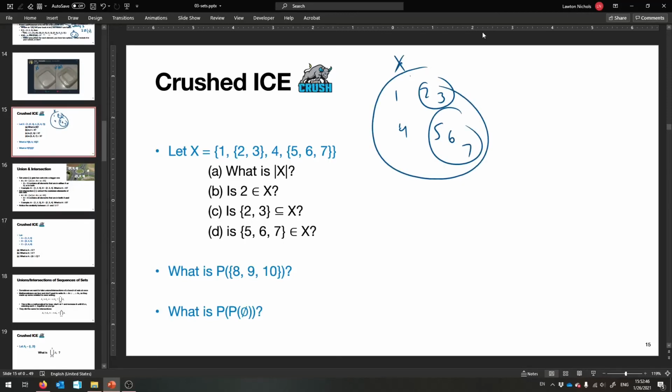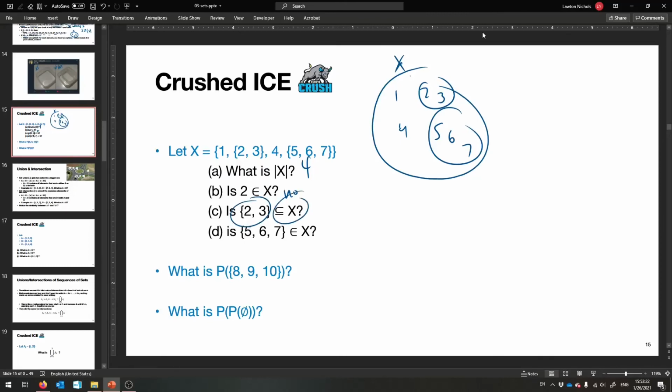So what is the cardinality of X? So remember, that question is, how many elements does X itself have? Don't go counting the elements of the inner sets. No, that's just one element to X from X's perspective. So there are 1, 2, 3, 4 things inside of X, and I hope you got that. 4 elements. Is 2 an element of X? Well, it's there, but it's in an inner set. It's an element of the set {2, 3}, but not an element of this set, because 2's not sitting outside of anything. So the answer is no. I hope you see that.